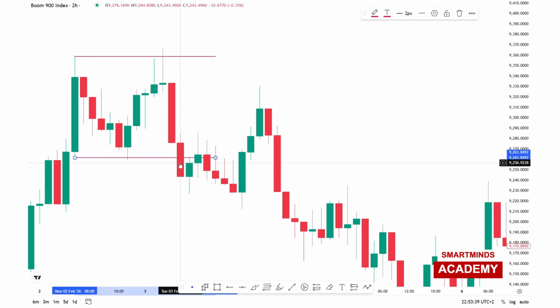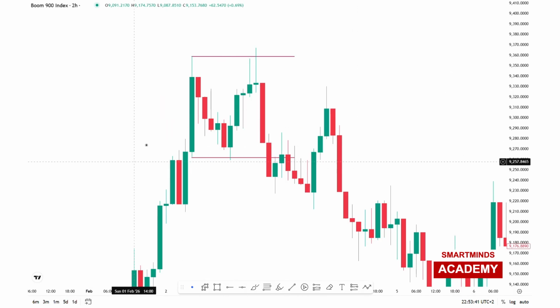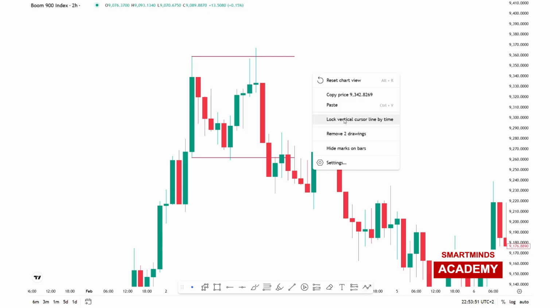This is the range low. Now the question is, if this is my big candlestick, is this candlestick taking it out? No, but this one is taking it out. So I'm going to try by all means to go to the nearest point.